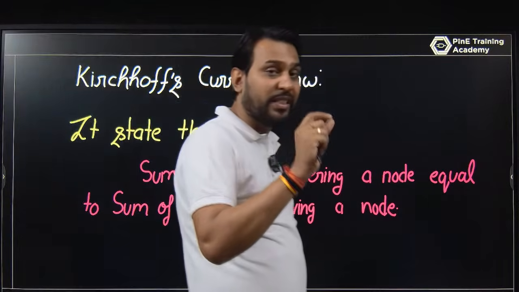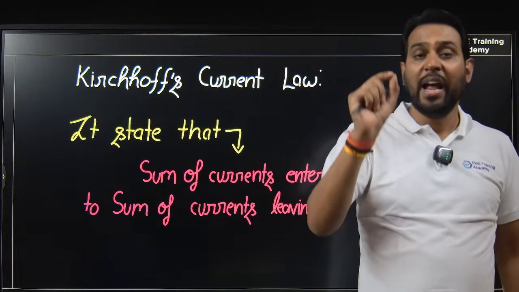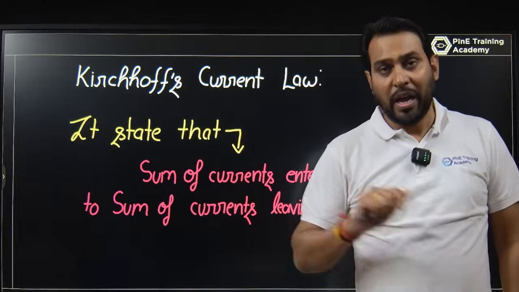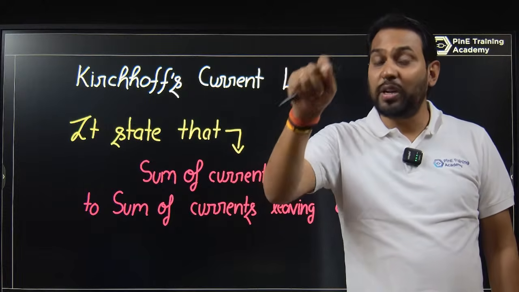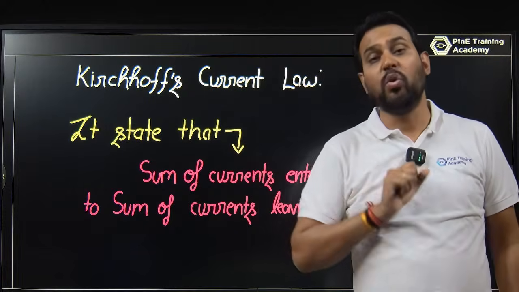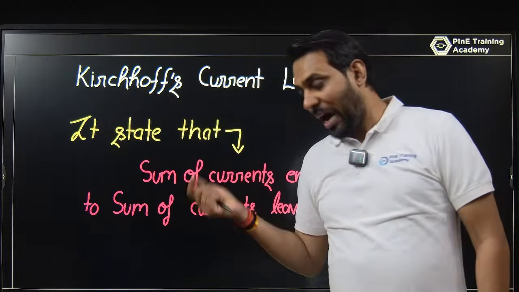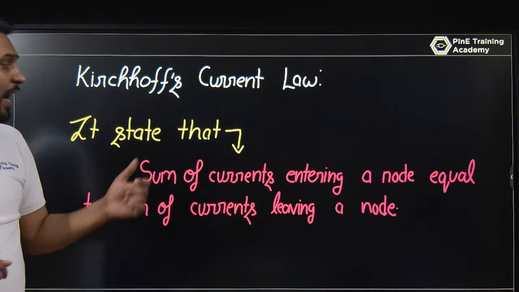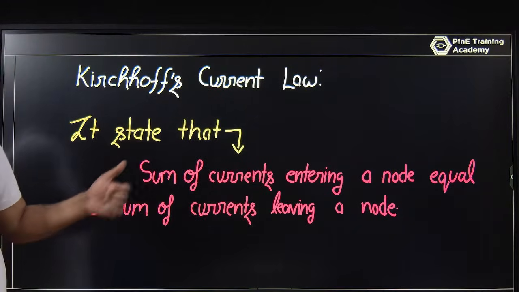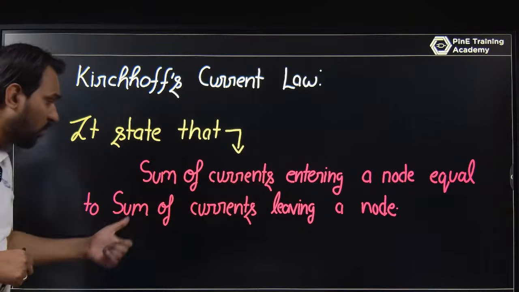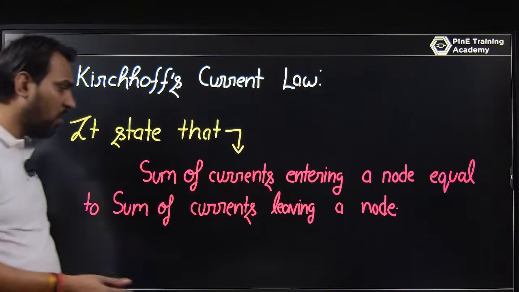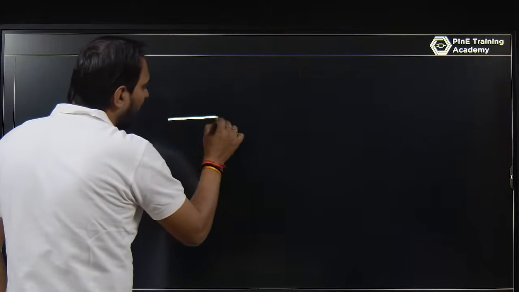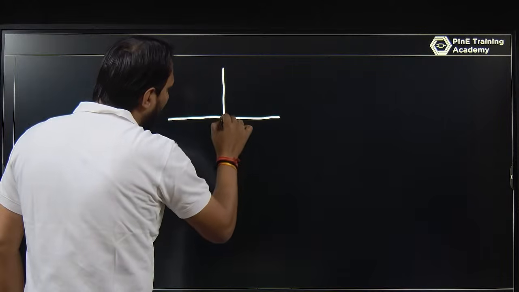In the last class we discussed the node: a point, a junction at which two or more elements are connected is called a node. And in the node you have a voltage, always with respect to some reference node. So a node where the entering current is equal to the leaving current, that is Kirchhoff's current law. The sum of current entering a node equals the sum of current leaving a node, that is called Kirchhoff's current law.